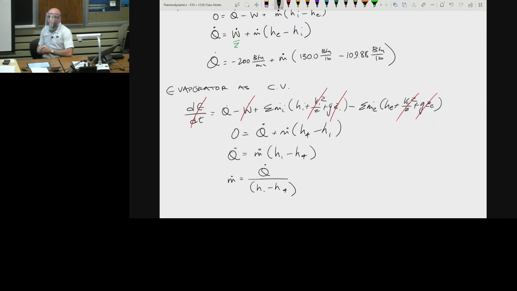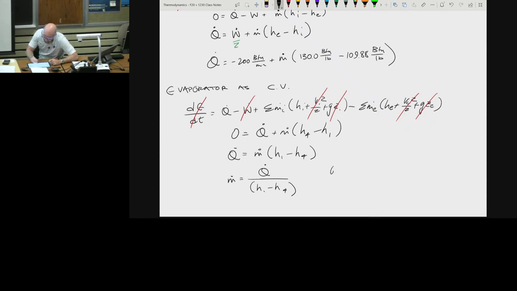Okay, I just rattled off and wrote down a whole bunch of stuff, and I'm seeing you rapidly trying to catch up with me. Q dot, which was 600 BTUs per minute, is that positive or negative? Positive, it's going into the system. 600 BTUs per minute.